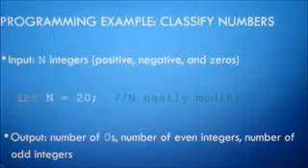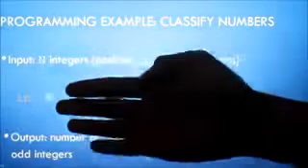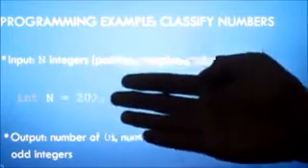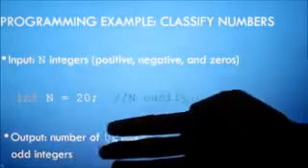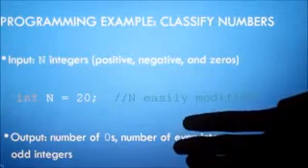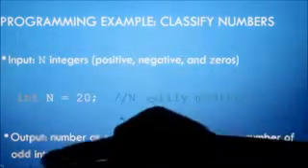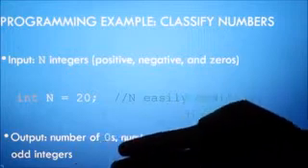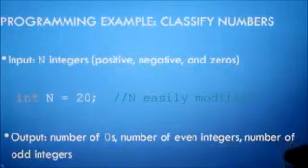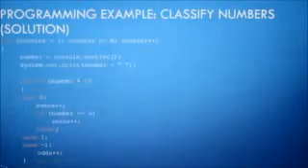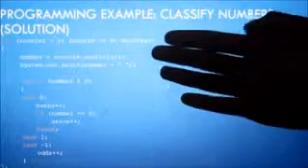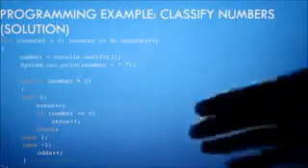Programming example, classify numbers. Input n integers, positive, negative, and 0, with int n = 20; easily modified. Output the number of zeros, the number of even integers, and the number of odd integers. Classify numbers solution: this is the solution of the classify numbers example.